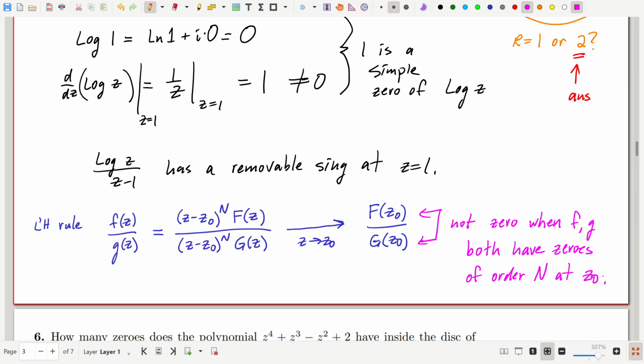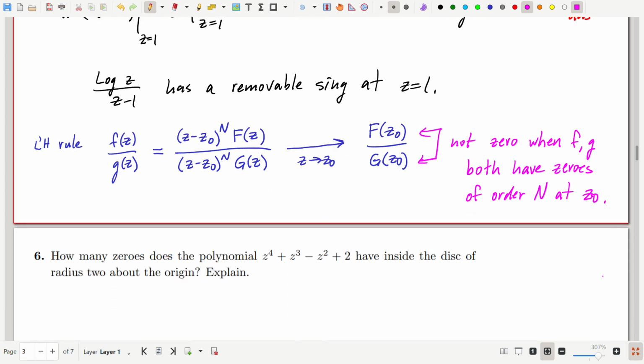So that's a fun exercise that demonstrates that fact about power series: when a function has a zero of order n, you can pull out a z minus z naught to the n times something that doesn't vanish. Question about that?